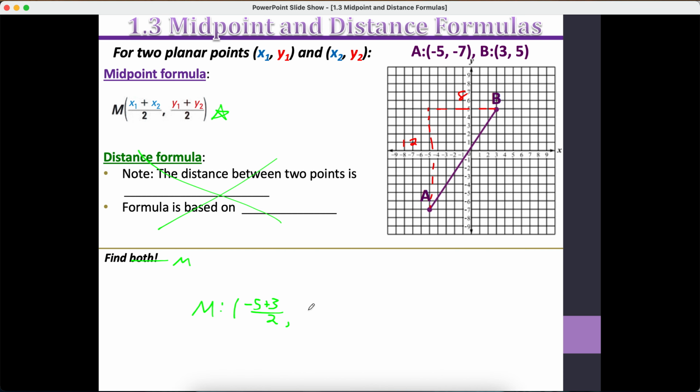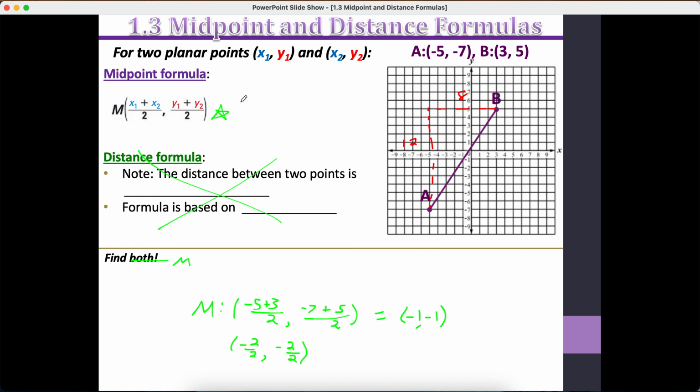And the average of the y's would be -7 plus 5 over 2. So -5 plus 3 is -2 over 2. And -7 plus 5 is also -2 over 2. Which means the midpoint is therefore (-1, -1).